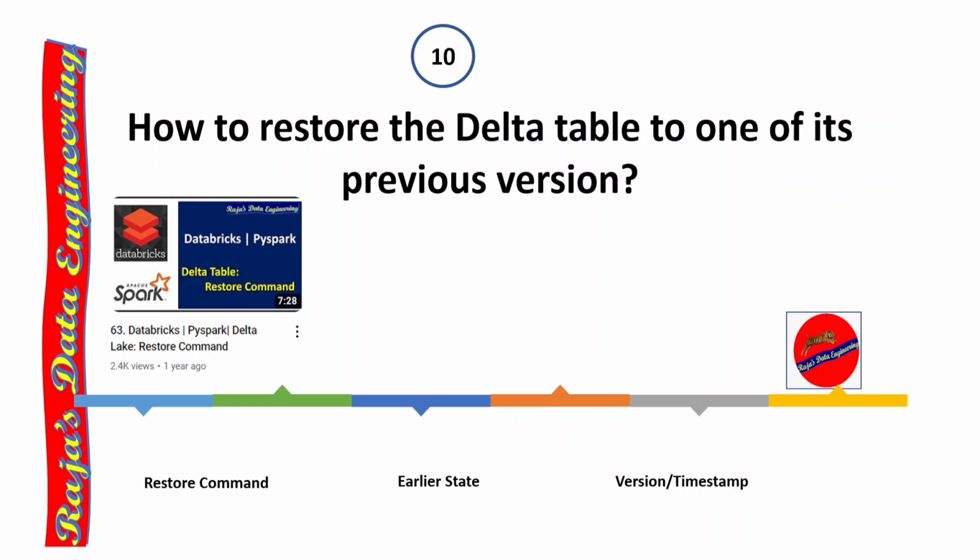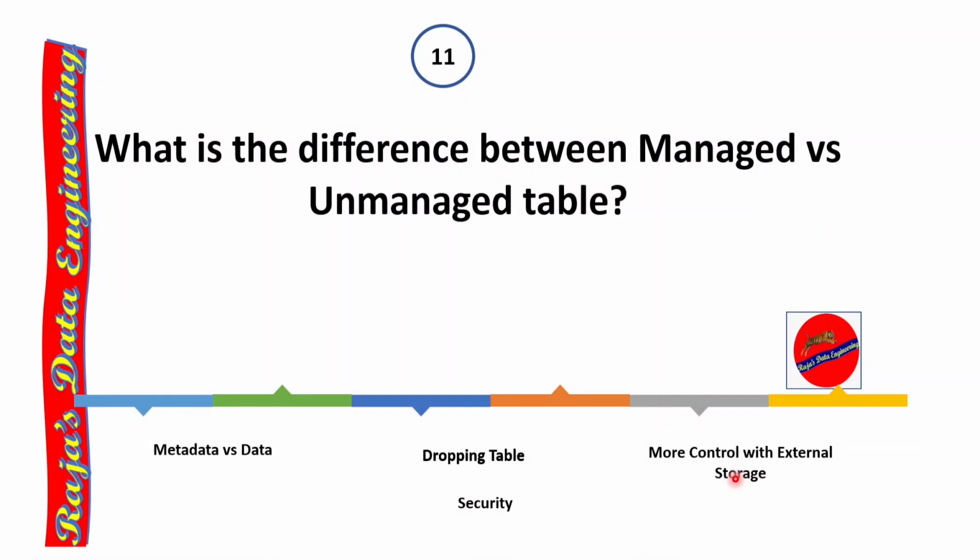Right. Moving on to the next question, what is the difference between managed and unmanaged table? Coming to managed, the data and also metadata both are managed within the Databricks or Spark environment. But coming to unmanaged table, only the metadata will be managed within the Spark or Databricks environment, but the actual data will be residing in one of the external storage systems. It could be S3 bucket, ADLS, or HDFS location.